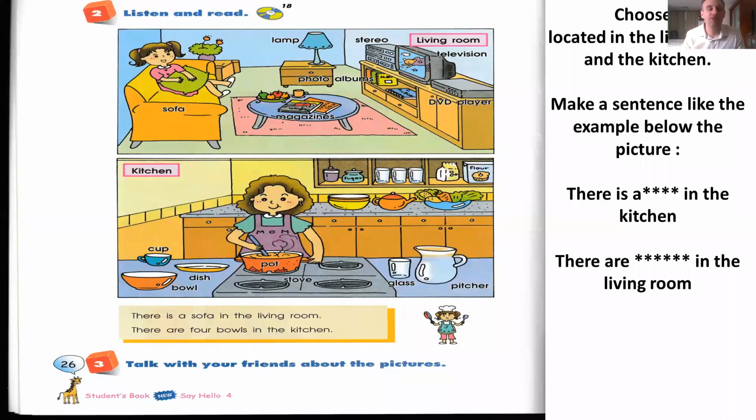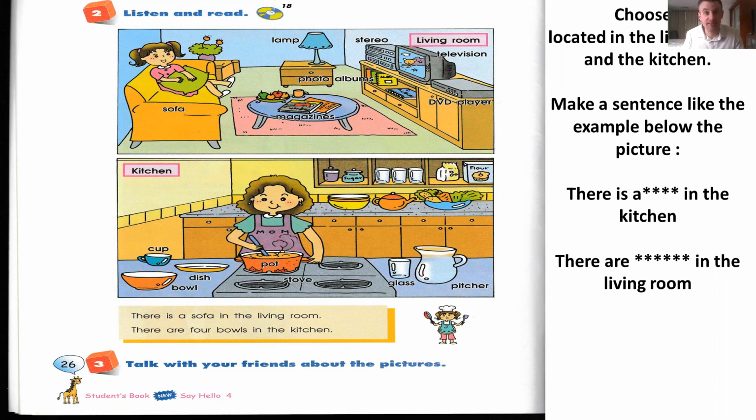So now let's talk about the living room and the kitchen. First we will read the items located in the living room, then in the kitchen. So I start, follow me. Sofa, lamp, magazines, photo albums, stereo, television, DVD player. Now in the kitchen: cup, bowl, dish, pot, stove, glass, picture.